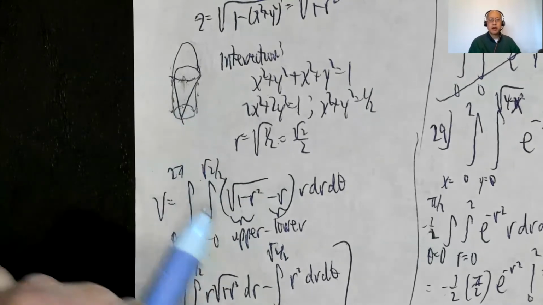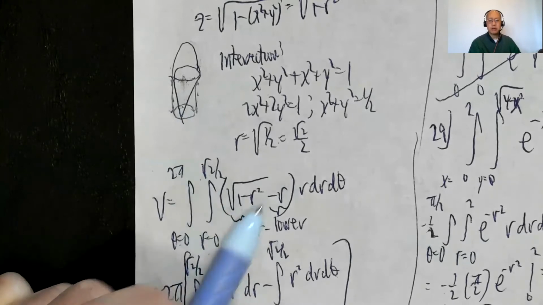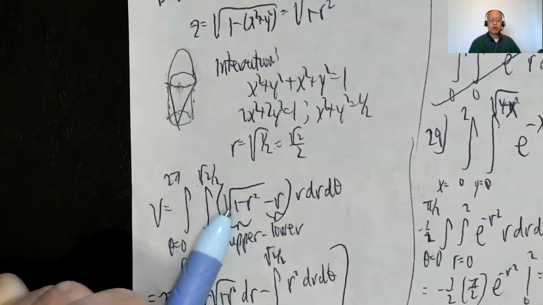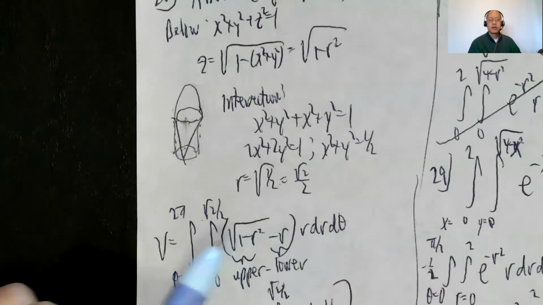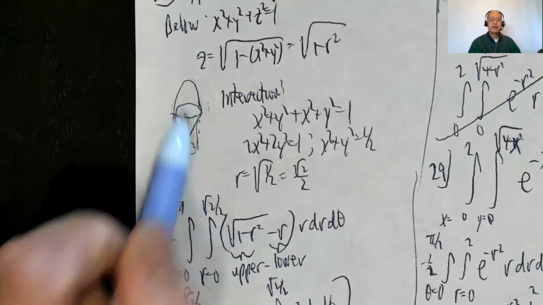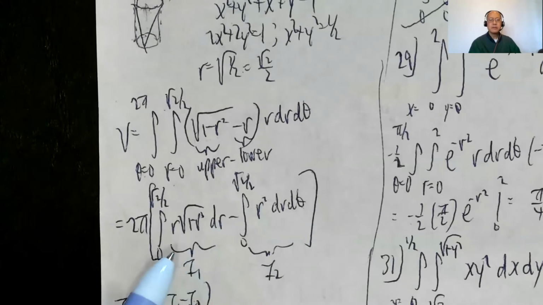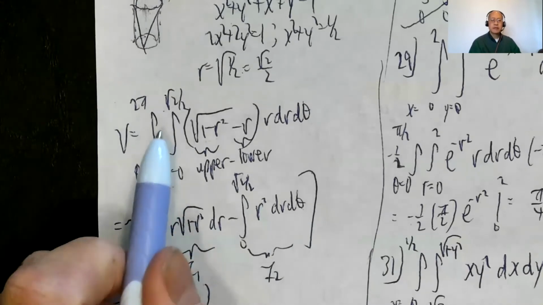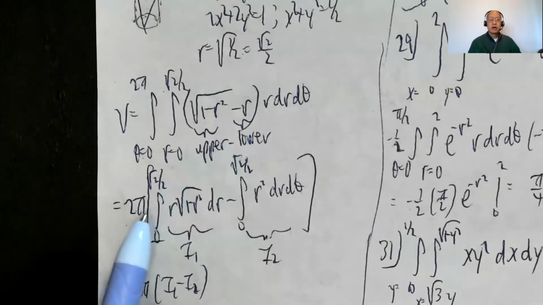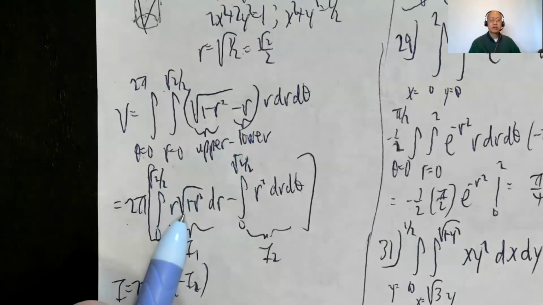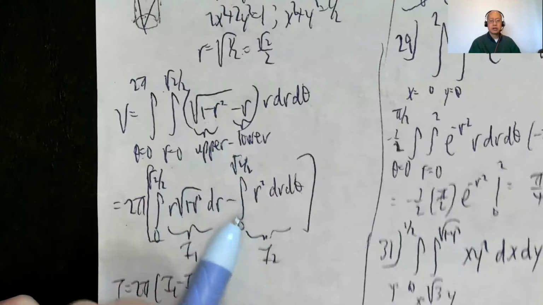Theta is going from 0 to 2 pi, of the upper function minus the lower function. So upper is radical 1 minus r squared minus the lower, which is r. So upper is the sphere, lower is the cone, times r dr d theta. And this thing doesn't depend on theta, so take out the 2 pi. Okay, distribute. I have r radical 1 minus r squared minus r squared.